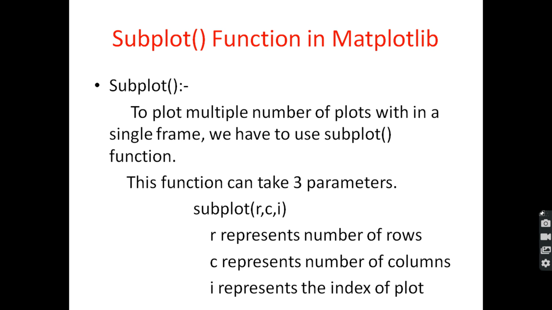So the subplot function mainly contains 3 parameters. The first parameter represents the number of rows. The second parameter represents the number of columns. The third parameter represents the index of the plot. The index of the plot always starts from 1.